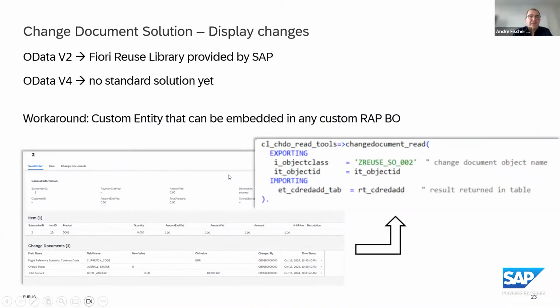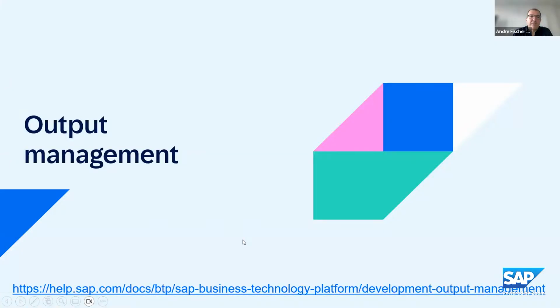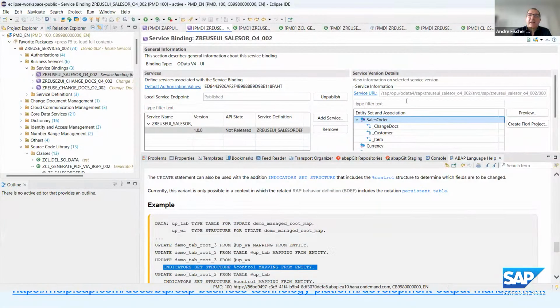And once you have done so, you can display the changes again via a reuse library provided by SAP. And for OData v4, you can also work with a custom entity that makes use of this class that reads the change documents. So that's what I did. And I will, after this session, also post this sample app that you just saw in GitHub.